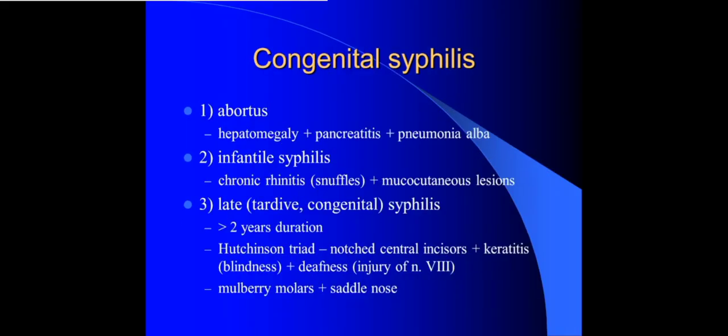So, congenital syphilis includes abortus, infantile syphilis, late syphilis. These are types of congenital syphilis. In abortus, pancreatitis and pneumonia alba will be produced. In infantile syphilis, chronic snuffles will be produced. And in late syphilis, after 2 years duration, mulberry molars and saddle nose will appear. So congenital syphilis is a chronic type of syphilis, and is a chronic type of inflammation.